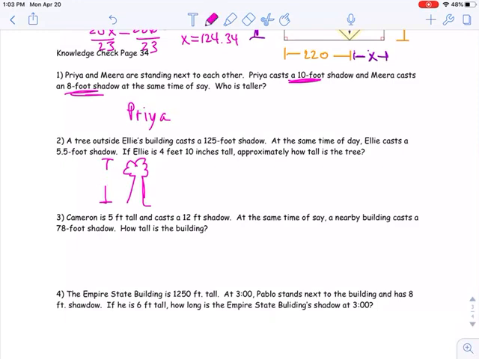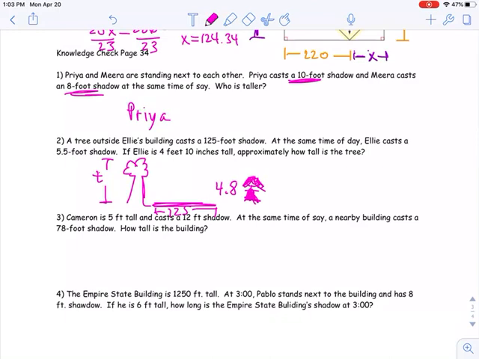Oops, back to Ellie's tree, as I was telling that story, I messed it up. The shadow is 125 feet. We don't know the height of the tree. Ellie, on the other hand, here's Ellie, wearing a dress. Crazy hair, she hasn't done her hair in quarantine. Ellie is 4 feet 10 inches, so this is kind of awkward. Let's translate that to decimal. 10 inches over 12 inches, 4.8.